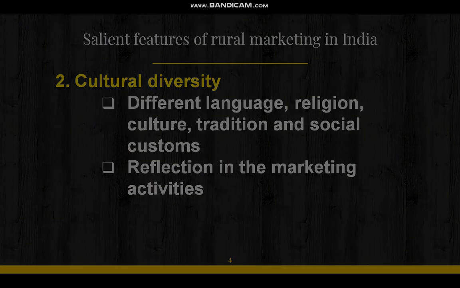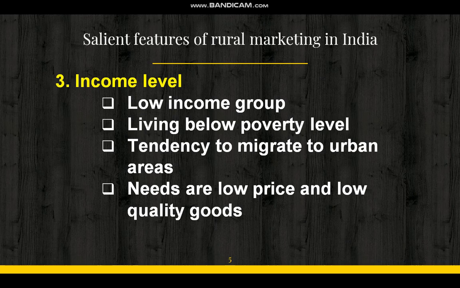And the next feature of rural marketing is their income level. A major portion of the rural population consists of low income groups. The majority of the rural masses are living below the poverty line. There is a tendency among the higher income group to migrate to the urban areas. It is therefore obvious that the rural market consists of cheaper and lower quality necessities of life.